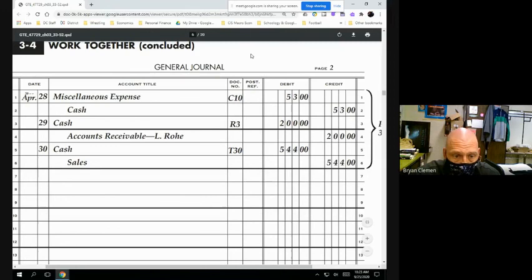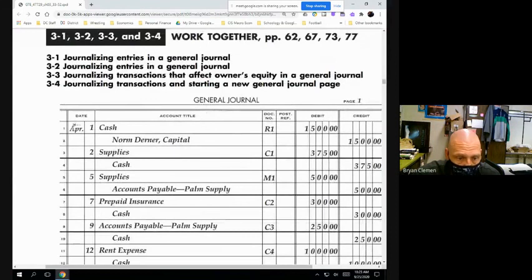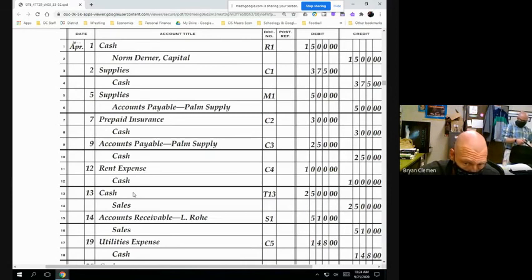This is going to be a pretty quick unit where, as we keep clipping off, it's pretty straightforward. Every transaction is going to chew up 2 lines. At the start of a page, you need the month and the year. And you'll put page number 1, the debit goes first, the credit goes second. We're spelling out a little bit more in detail full names, so like Norm Durner, Capital, or AP. AP is plenty good and fine for Palm Supply. But we're spelling out prepaid insurance or rent expense and so on and so forth. So go ahead and work through 3.1 through 3.4 on your own.